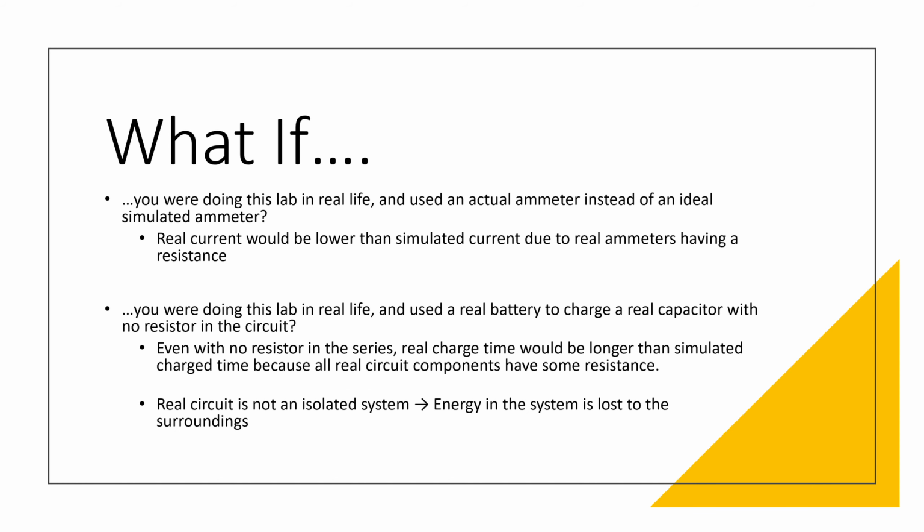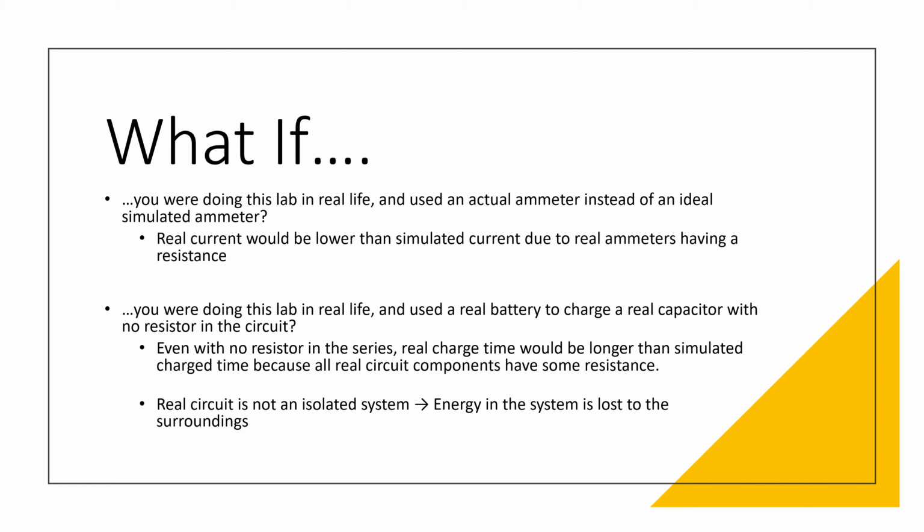So what if you were doing this lab in real life and used an actual ammeter instead of an ideal simulated one? Well, then the real current would be lower than the simulated current due to real ammeters having a real resistance. So the amount of resistance in your system is going to increase, and that's going to decrease the amount of current running through your system.